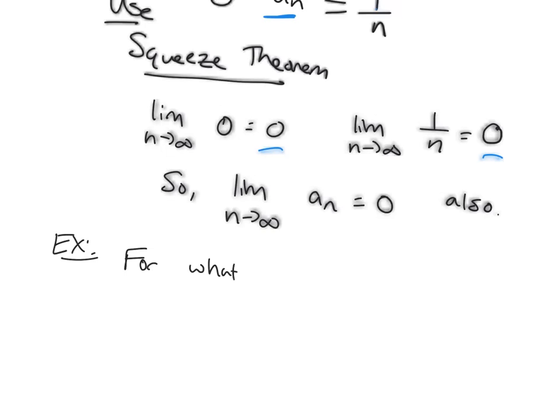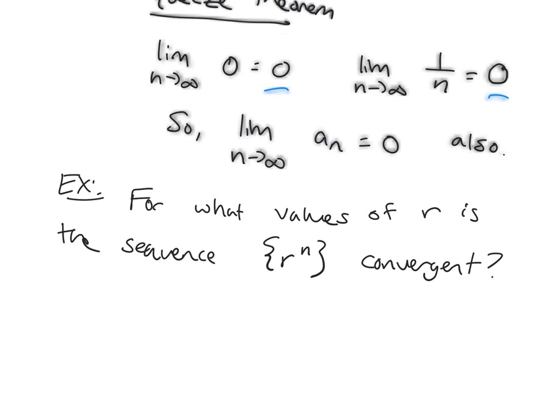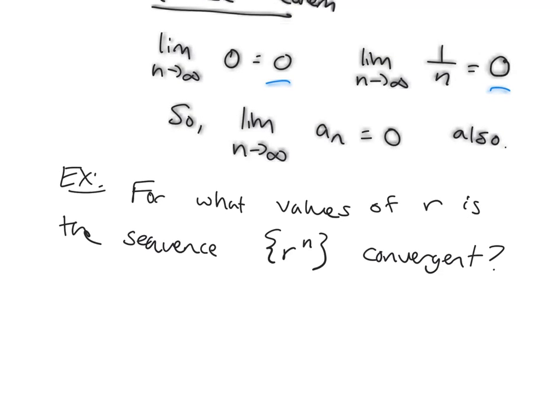For what values of R is the sequence R to the n convergent? So you're thinking about R as being some fixed number. The way it's written, it might not seem familiar, so let me rewrite it.